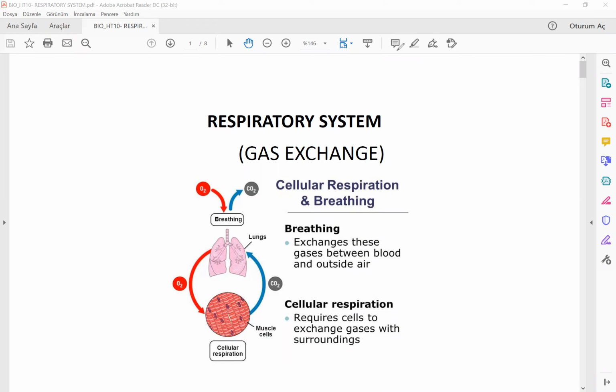Also, carbon dioxide should be removed from the cells, and oxygen should come to those cells with the help of the circulatory system. But this oxygen and carbon dioxide then go to the lungs, and lungs are the organs for exchanging these gases between the blood and the outside air with the breathing mechanisms.